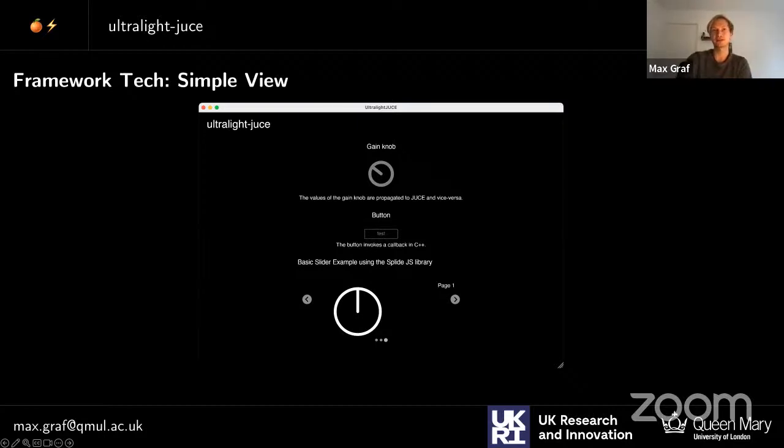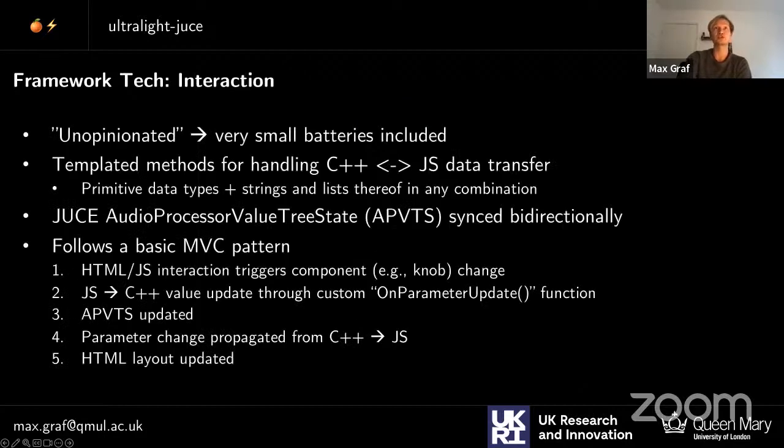And to make it interactive, we need interaction. So I've dubbed the philosophy of this framework unopinionated, which is basically just saying very, very small, batteries included. There are templated methods for handling C++ to JavaScript and vice versa data transfer, and it supports primitive data types and strings and lists thereof in any combination, but nothing more fancy. I will talk about that a little bit more later.